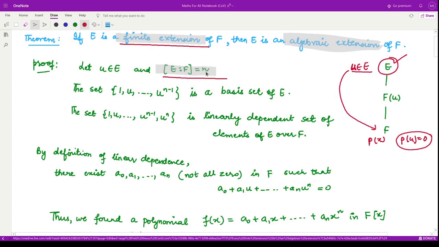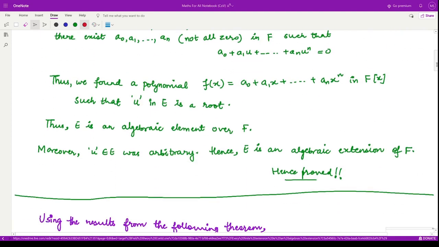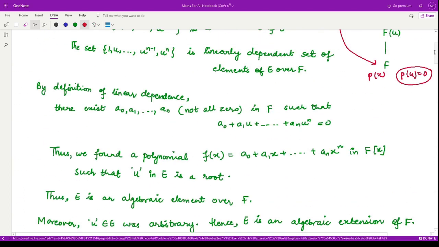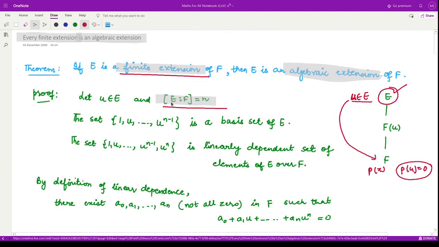So here we are given E is a finite extension, that means its degree over F is a finite number, let us call it n, and let us assume u to be an arbitrary element from this extension. Then according to the result that we have seen in the earlier video, if the polynomial is of degree n, then the set 1, u, up to u^(n-1) is a basis set for the extension. Because the degree of E over F is n, we go up to n minus 1. So 1, u, up to u^(n-1) is a basis set for this extension field.